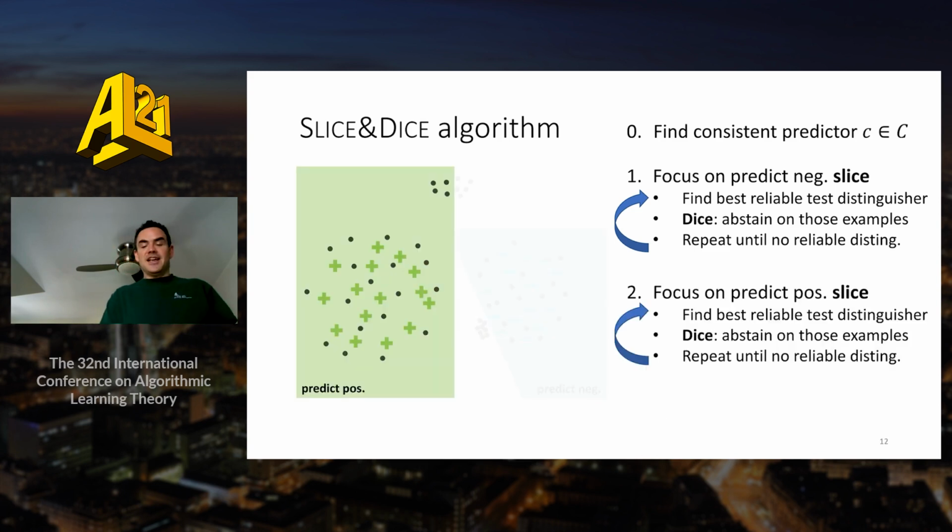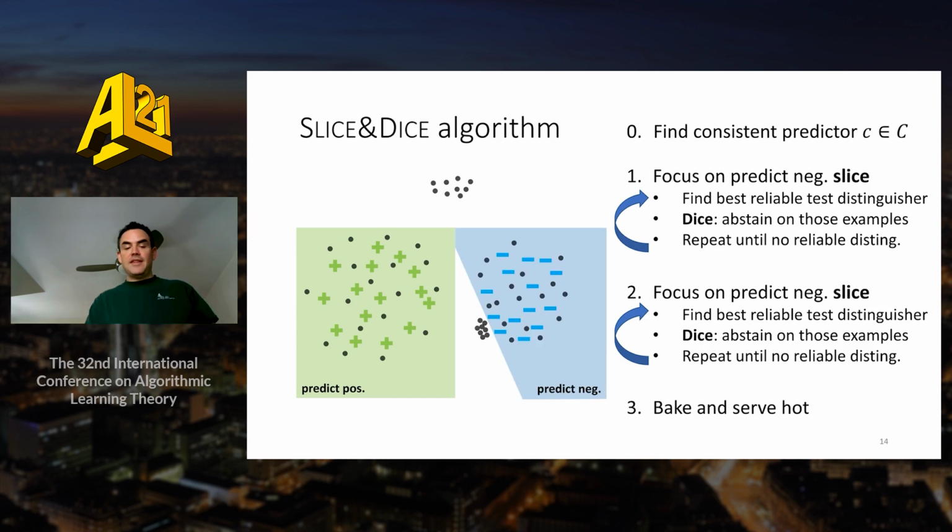And you might guess it, that's what we're going to do in the second step as well. Now we're going to focus on the positive slice of examples, the ones the classifier predicted as positive. And again, we're going to just try to distinguish the test examples from the training examples with this trick of creating a fake data set and running our reliable learner. And then putting it all together, the way our classifier works is we just output the predictions of C, except wherever we diced, wherever we removed the examples.